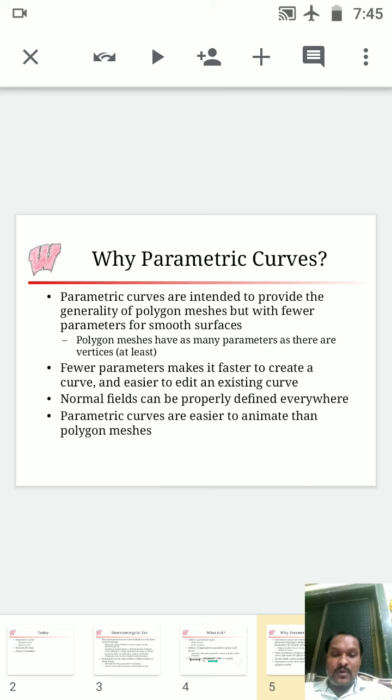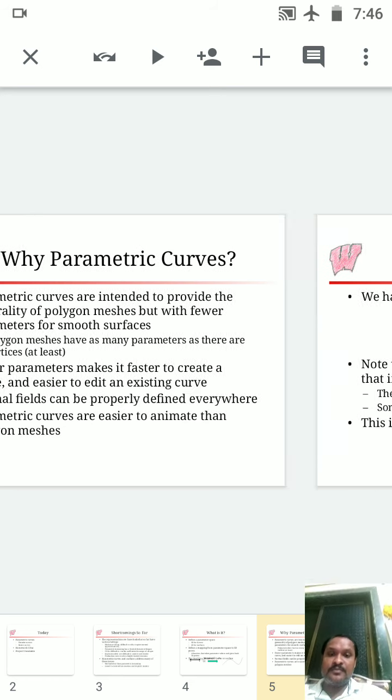Whenever you want to draw a curve, it should have a first point and a last point. In between we can create any number of points according to our requirement to draw the geometry. Parametric curves are easier to animate than polygon meshes. The animation of parametric curves and polygon meshes are two different things. While doing a parametric curve, we should have a first point to an end point, and in between we can have any number of points.